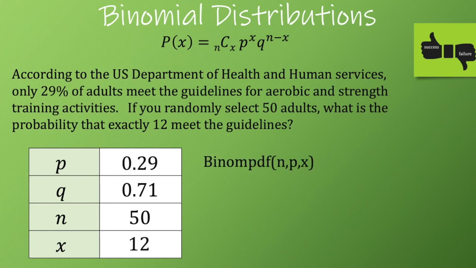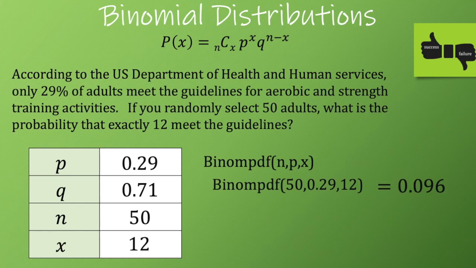Plug all that into your calculator, and you've got about a 9.6% chance that exactly 12 of the adults that you pick of the 50 will meet the U.S. Department of Health and Human Services guidelines for aerobic and strength training activities.